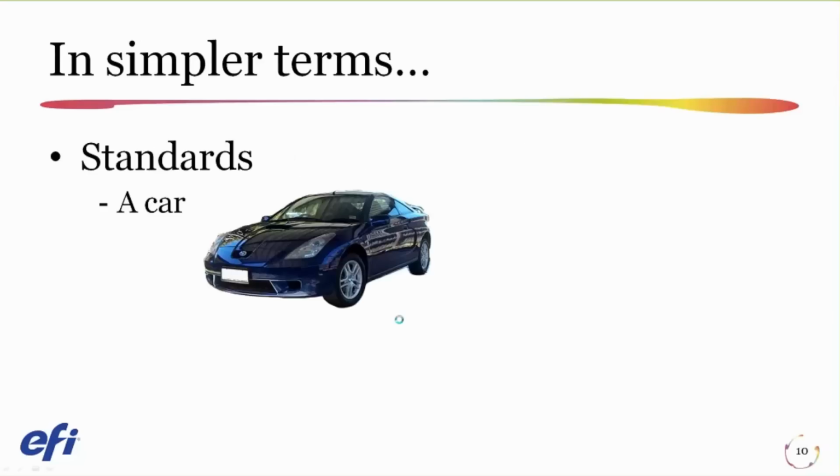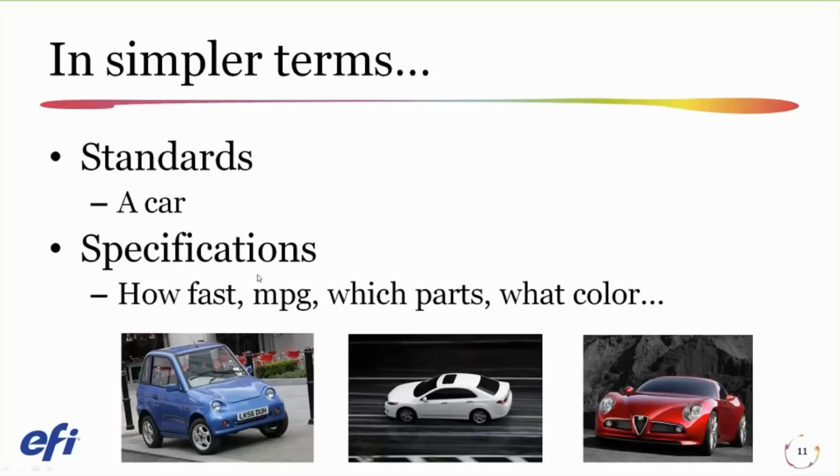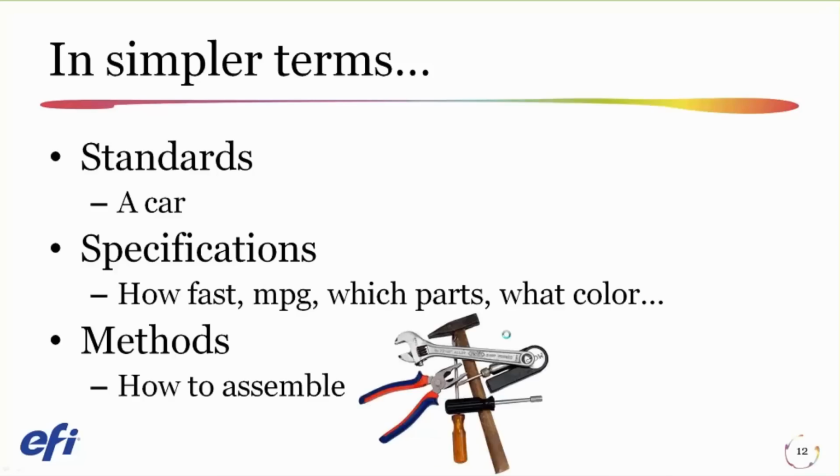All right, let's distill this down to a little more understandable form. In simpler terms, a standard would be a car. I want a car. The specification would be how fast, miles per gallon, which parts. Is it a diesel engine? Is it an alternative fuel engine, batteries, gasoline? What color is it? 2-door, 4-door, etc. That is the specification. Then the method is, how are we going to put it together? How are we going to assemble it?